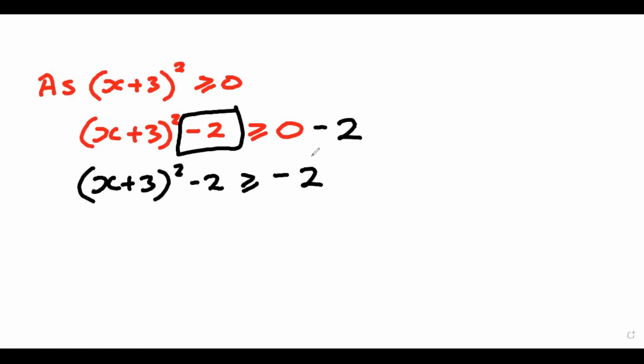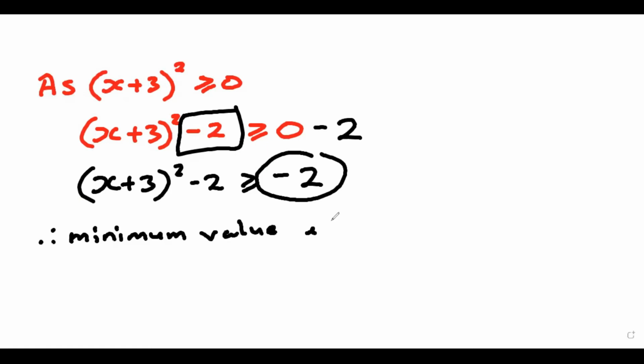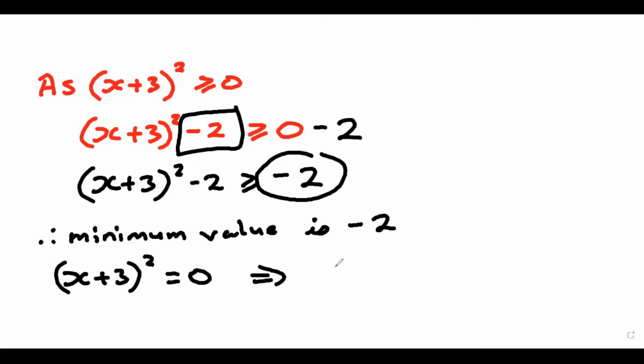So this minus 2 tells us the minimum value. So that is the minimum value. And the minimum value occurs when x plus 3 squared is equal to 0. So that means x has to be equal to minus 3. Because if you put minus 3 plus 3 all squared, you're supposed to get 0.